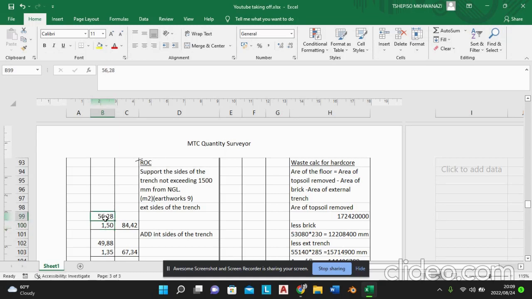You just take the perimeter of the external trench, and then we take the perimeter of the internal trench, and then we multiply by the depth. Let me explain here. Let me go to the drawing so that I can show you.